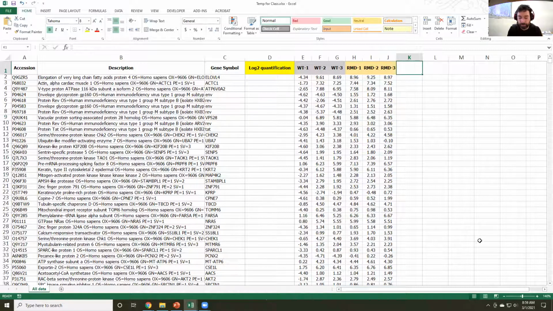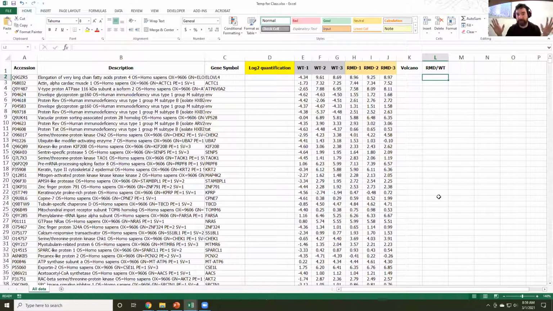So let's say that we want to plot a volcano plot, right? And here we have two groups. One group is this romidepsin treatment. Now it doesn't matter what this is. And this is untreated sample. So let's say we want to plot romidepsin versus wild type, right?